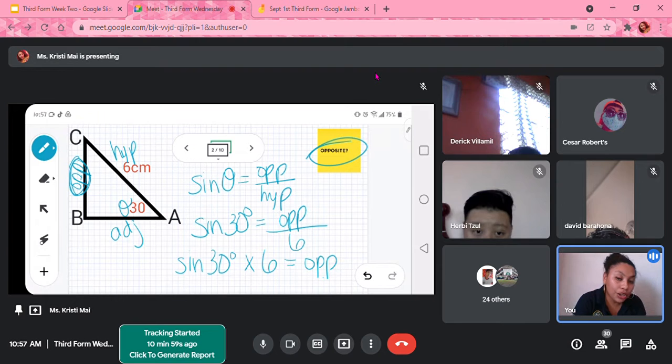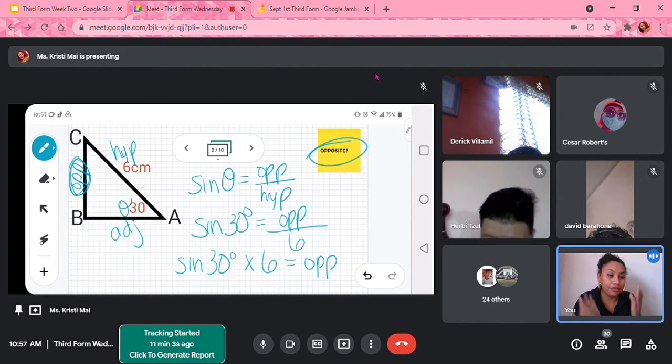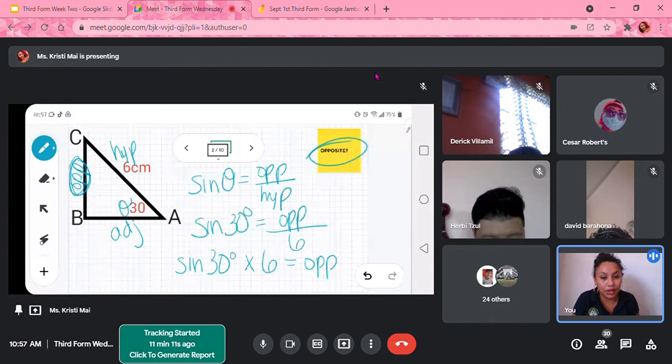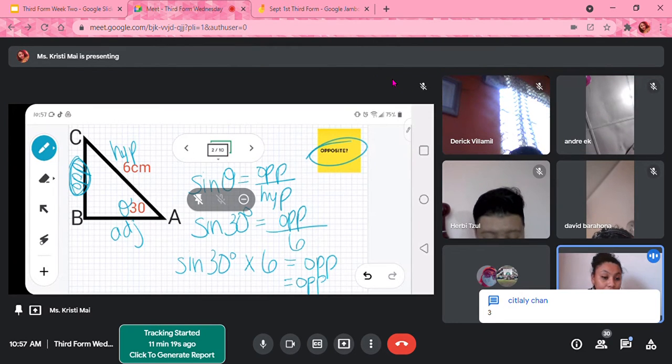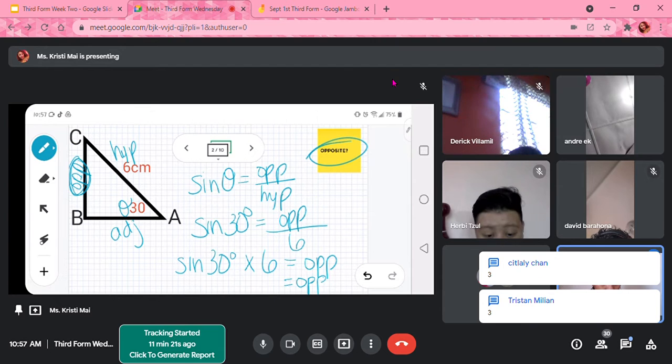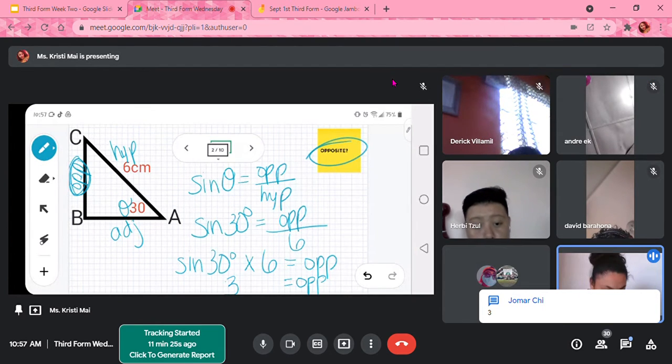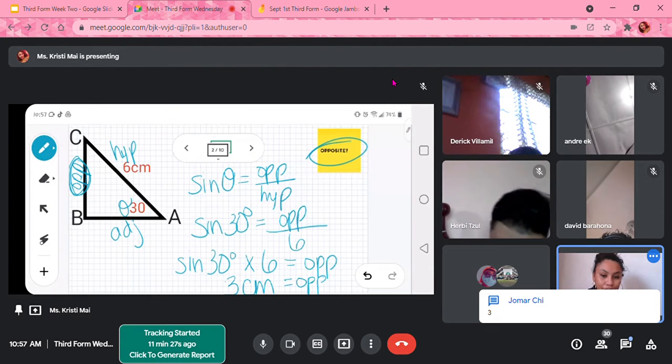And then in your calculators again, put sine of 30 degrees times 6. And remember your brackets: sine, open brackets, 30 degrees, close brackets, times 6, and then the equal sign. Let me know what that gives you. 3, exact? Yes. Okay. So my answer is not only 3, but 3 centimeters.